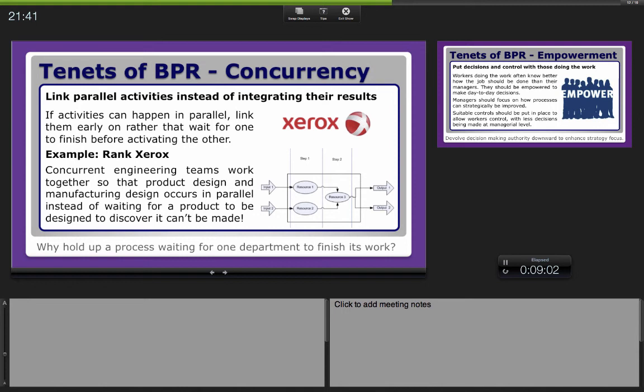Link parallel activities instead of integrating their results. If activities can happen in parallel, link them early on rather than wait for one to finish before activating the other. An example of that would be concurrent engineering teams at Rank Xerox. They do design and manufacturing design at the same time in parallel, instead of waiting for the design to be finished to find out that you actually can't make the product that's been designed because of poor manufacturability.